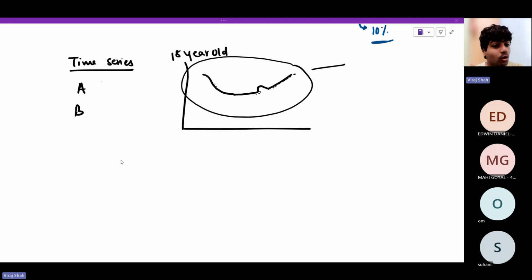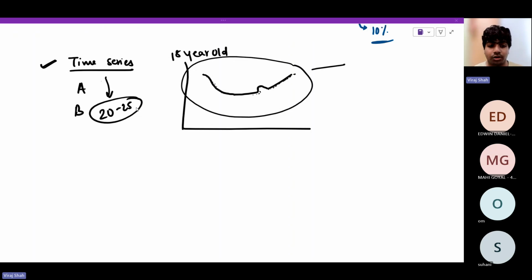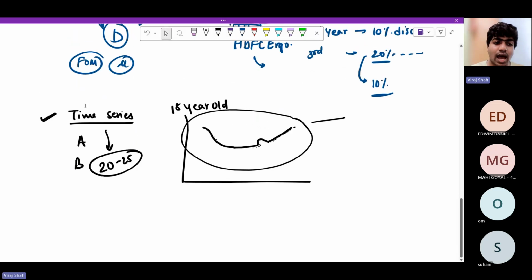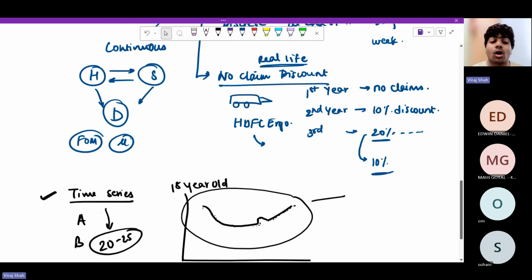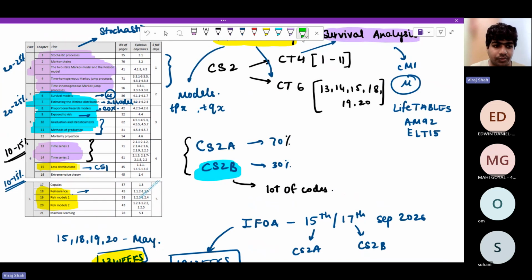Let's say paper A, paper B, both of them, and time series is one of the biggest chapters that we see. Almost 20 to 25 hours of lectures are going to be there for time series. When I say 20 to 25 hours of lectures, it means a lot. But the weightage is very high, so it is very important. Time series is one of the most important chapters of your CS2.